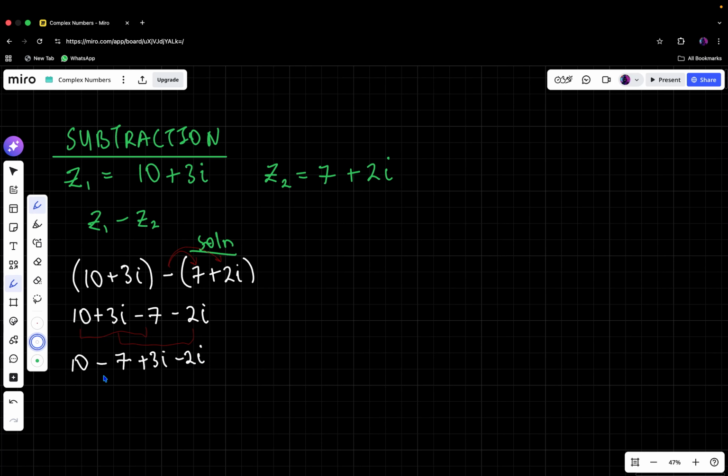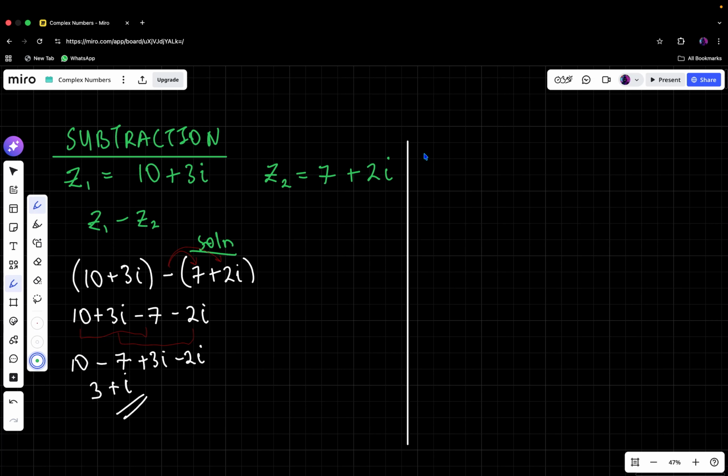See, if we finish this up, this will be 10 minus 7, 3. 3i minus 2i will just be what? Positive i. So you can either say plus 1i or simply say 3 plus i. This is the final answer. Let's take another example here.